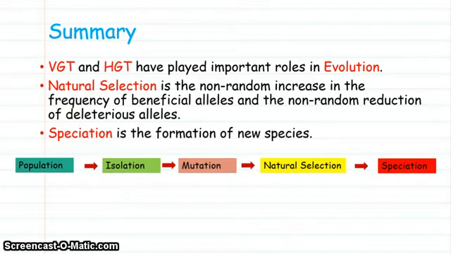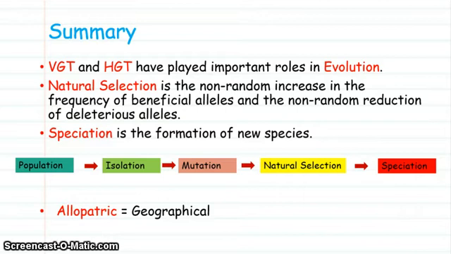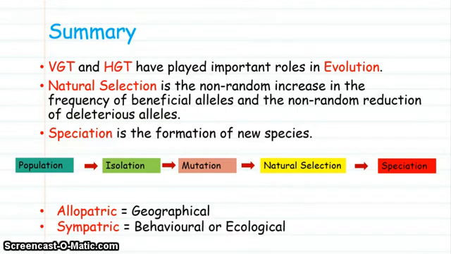And there are two types of speciation. There's allopatric, which involves geographical barriers isolating subpopulations, and of course there's sympatric speciation, where the barriers are behavioral or ecological.